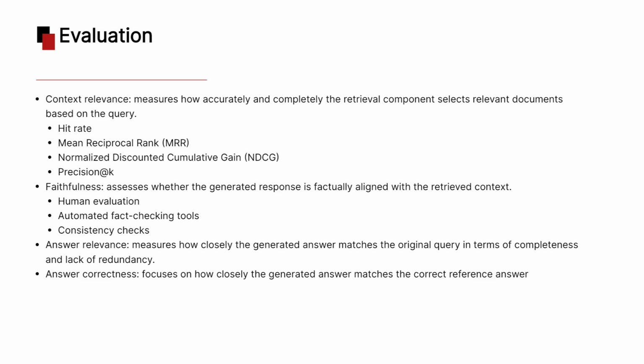Higher scores indicate relevant documents appear earlier in the list. Normalized discounted cumulative gain, NDCG, considers the position of relevant documents in the ranked list, giving more weight to documents appearing earlier. Precision at K, the proportion of relevant documents among the top K retrieved items.